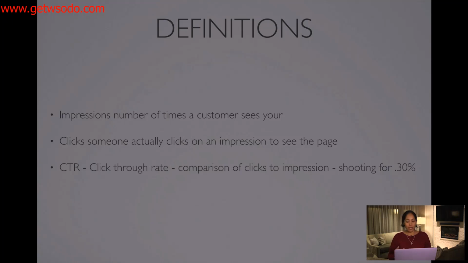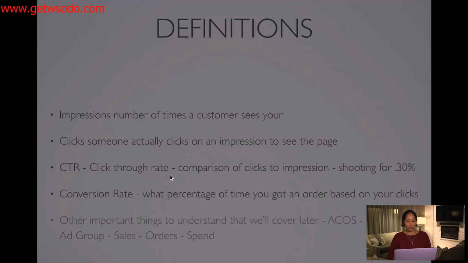CTR, or click-through rate, is the comparison of clicks to impressions, and what you're generally shooting for on Amazon is 0.30%. That is a pretty decent click-through rate. Obviously, you want to get that a lot higher. That's one of the metrics Amazon looks at when they decide whether or not to serve your actual product in the ad auction. So the higher the click-through rate, the better. Conversion rate is the percentage of time you got an order based on your clicks. So what percent of the time did you actually get an order?